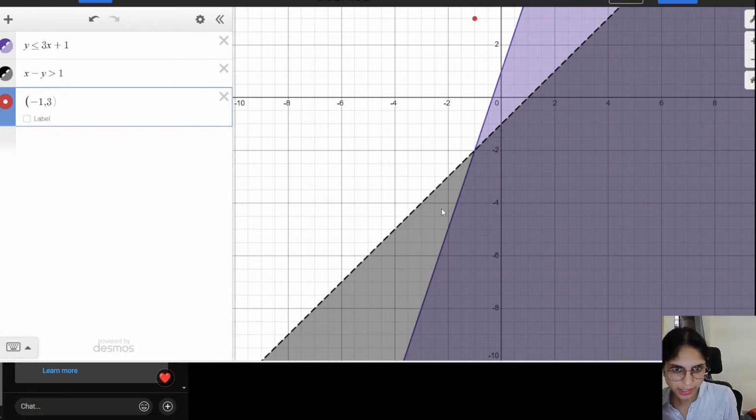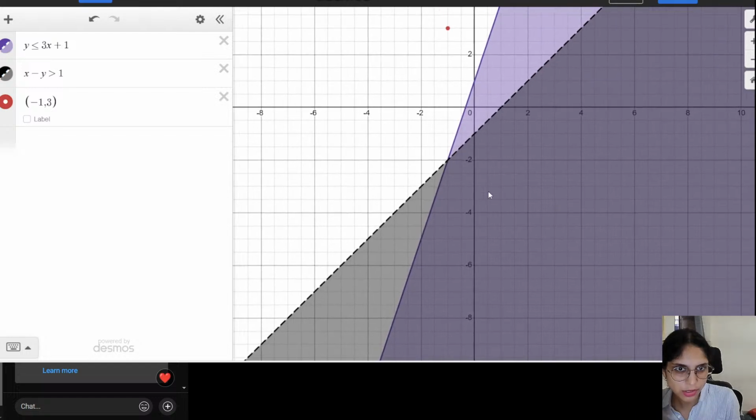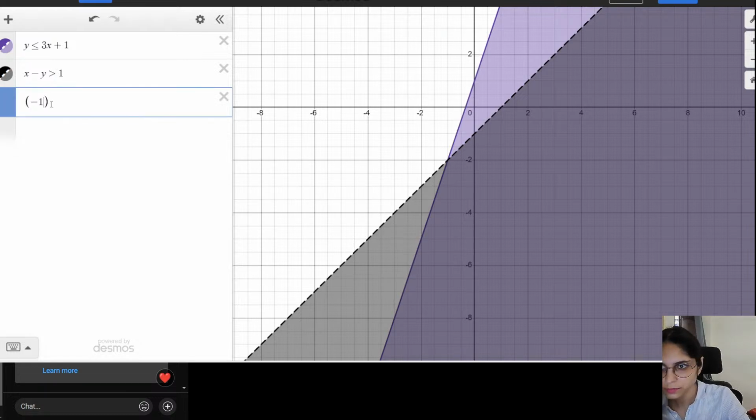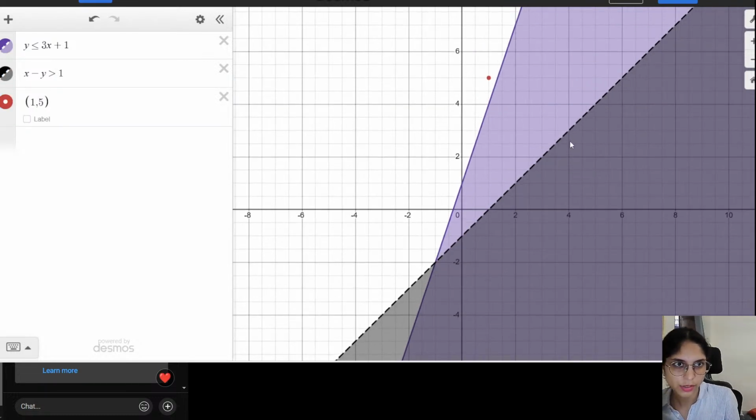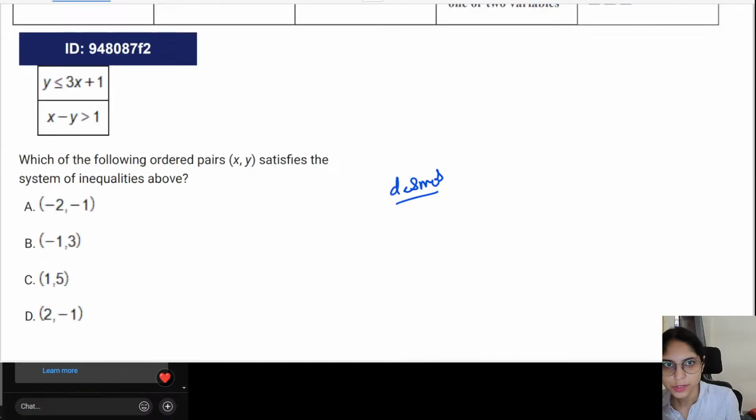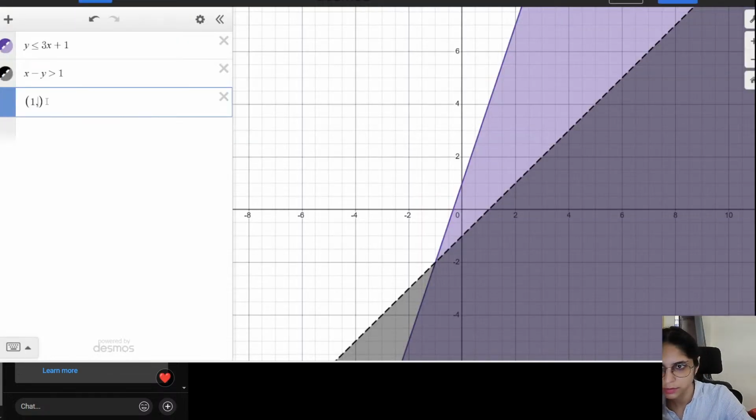So x has to be negative. That much you can see, right? Where both of them. Oh no, x has to be positive. This is the region where I'm pointing my mouse. This is the one. Yeah. So negative 1 comma 3 working. 1 comma 5. No, it's not here. Last one is 2 comma negative 1. Yeah, it's over here, so it's option D.